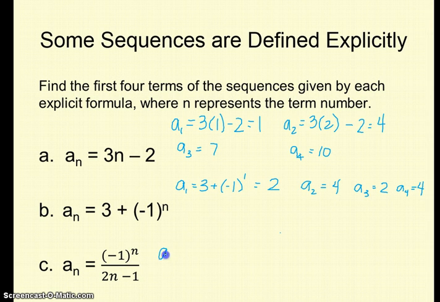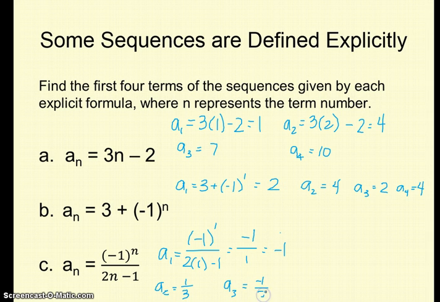For A sub 1 down here, you should be doing negative 1 to the 1 over 2 times 1 minus 1. So that should be negative 1 over 1, or just negative 1. Go ahead again, pause, and do the second, third, and fourth terms. For A sub 2, you should have gotten 1/3. A sub 3 should have been a negative 1/5. A sub 4 should have been 1/7.